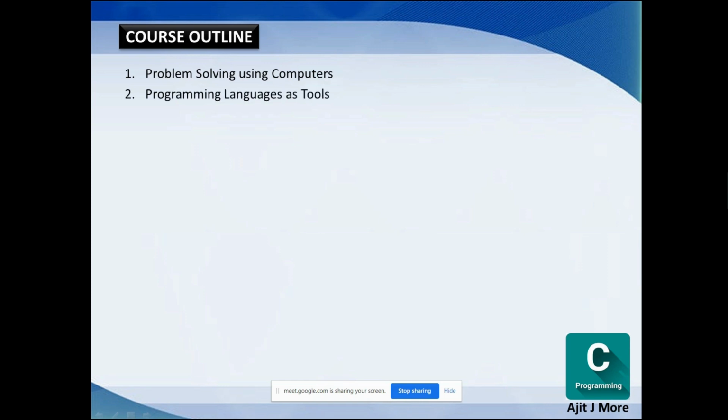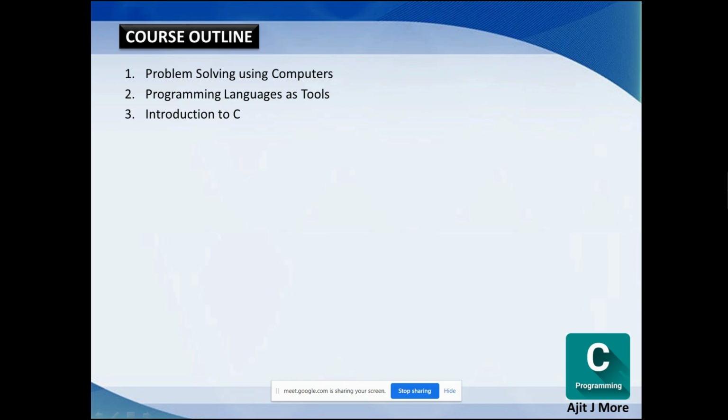Then in chapter 2 we'll be discussing what a programming language is, and the different classifications of programming languages, like first generation, second generation, third generation languages. And then what a compiler and an interpreter are, and the difference between a compiler and an interpreter, all that we'll learn. Then we'll be starting with actual C programming.